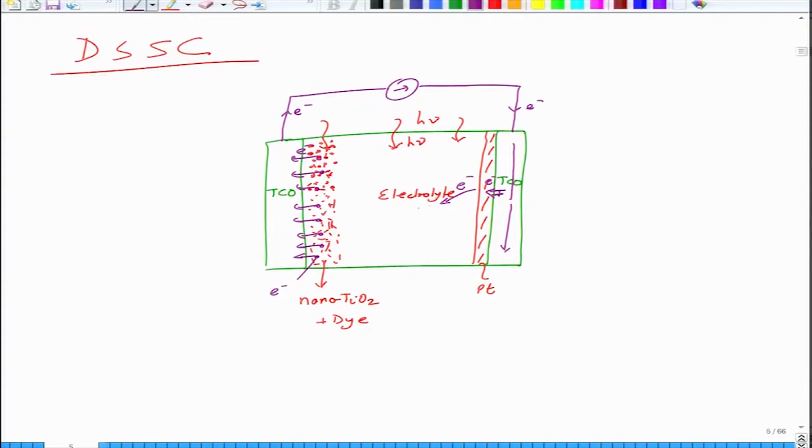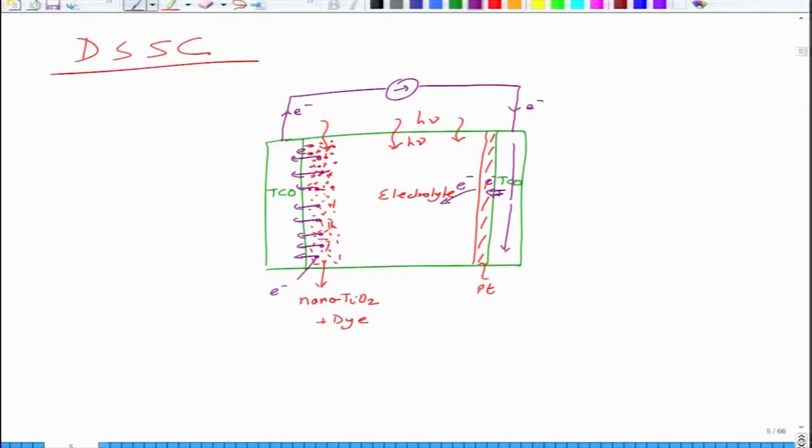So, you can say that there are various components here. Electrons are produced here and they are consumed here. This is the whole process, and the dye undergoes excitation as well as regeneration. Okay. So, basically you must have this side conducting, so the conductivity of this side is important.